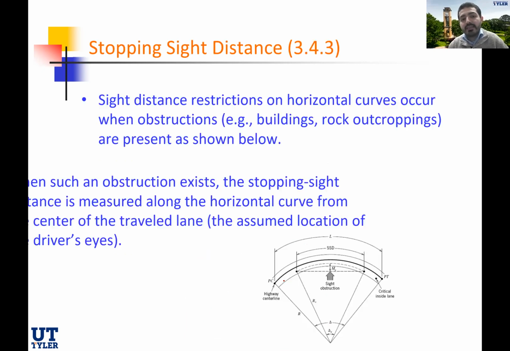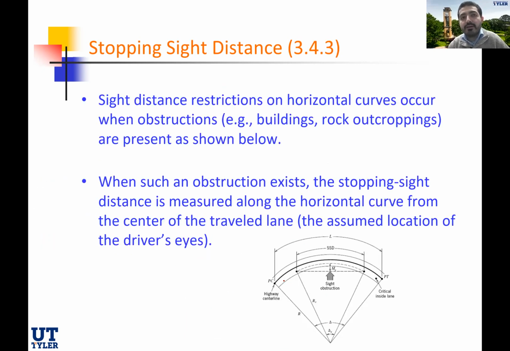One last thing that is going to affect the stopping sight distance on the horizontal curve is the following case. If I have any side obstruction here, take a look at this. This is the side obstruction.